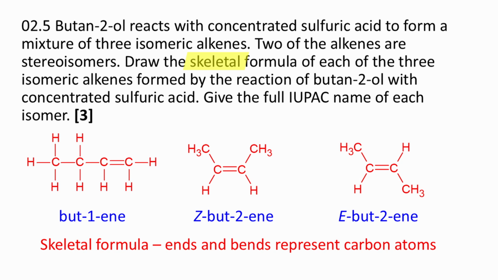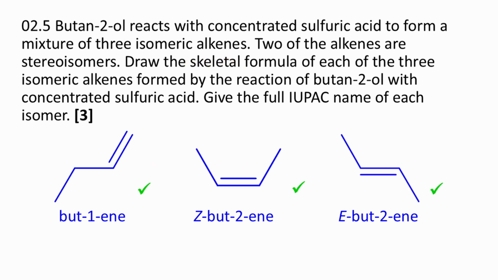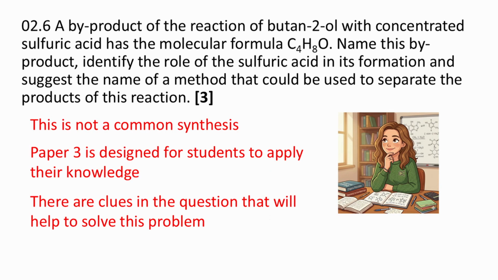The question asks us to give the skeletal formula for each of the 3 isomeric alkenes. When using skeletal formulae, lines represent covalent bonds, double lines represent double bonds. Carbon makes 4 bonds. If it looks as though carbon is making fewer than 4 bonds, we assume that the missing bonds are carbon to hydrogen bonds. The skeletal formulae and names for each of the 3 isomeric alkenes are given in blue. This question is complete. Here's the next question.